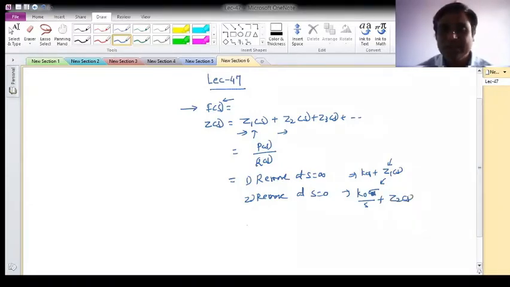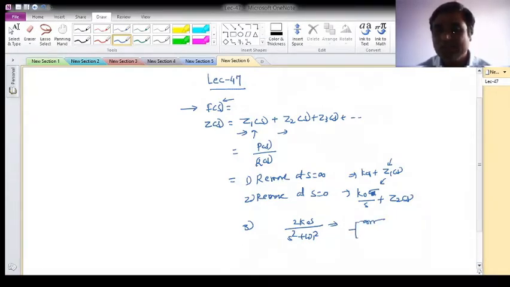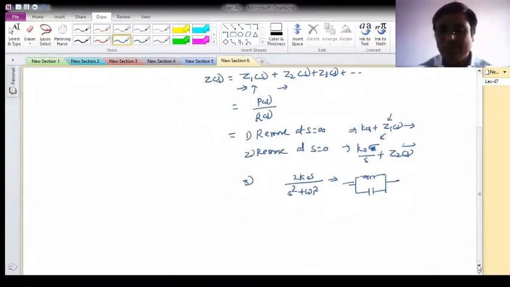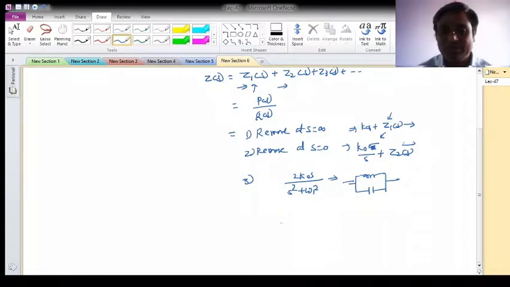The next case will be to remove the simple pole on the imaginary axis, and this will be 2K0 S upon S square plus omega 1 square, where K0 has to be real and positive. Then you can realize it as a parallel LC. This will be your capacitor, and this will be your inductor. So you can realize it by a combination of series and shunt elements. This way, with different examples, we have seen, and also we have seen that if a constant term is there, that constant you can also remove, like a resistor.